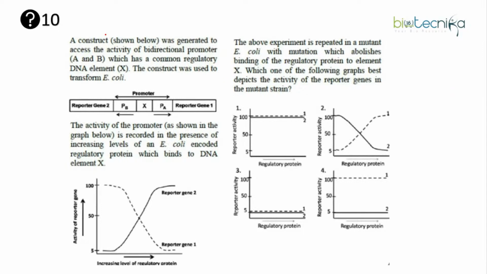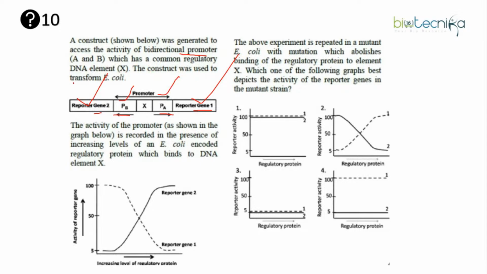They are telling you that a construct was generated to assess the activity of a bidirectional promoter. So this is your promoter A, this is your promoter B. Against each of the promoters there is a reporter gene given here. If promoter A gets activated, reporter gene 1 will be active. If promoter B gets activated, then you will get some expression from gene 2. That is how the construct has been made, which has a common regulatory DNA element X.